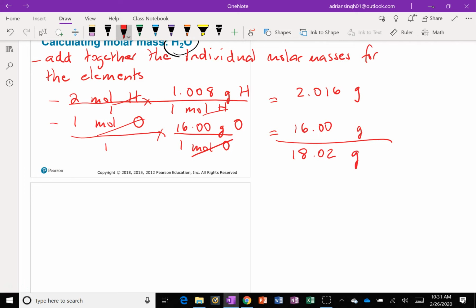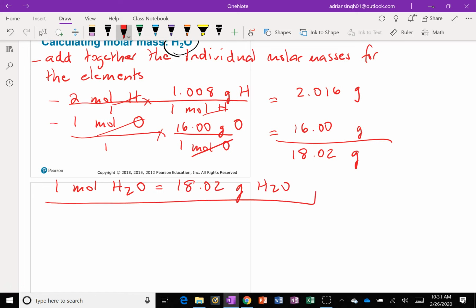So this tells me then that 1 mole of H2O is equal to 18.02 grams of H2O. Right? That's the molar mass.